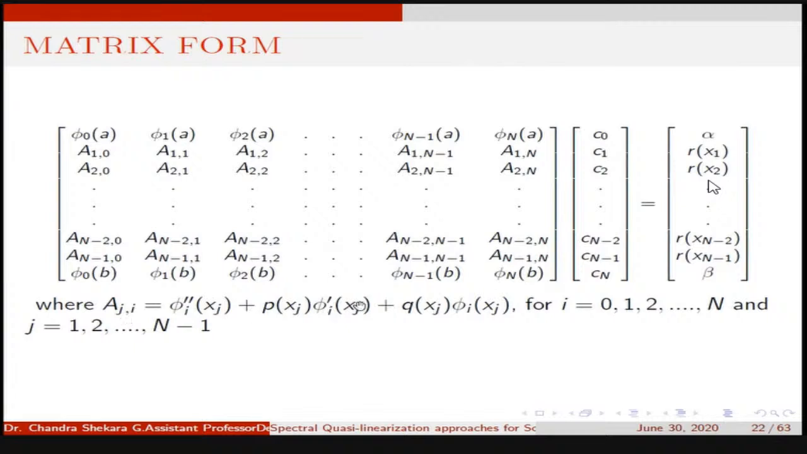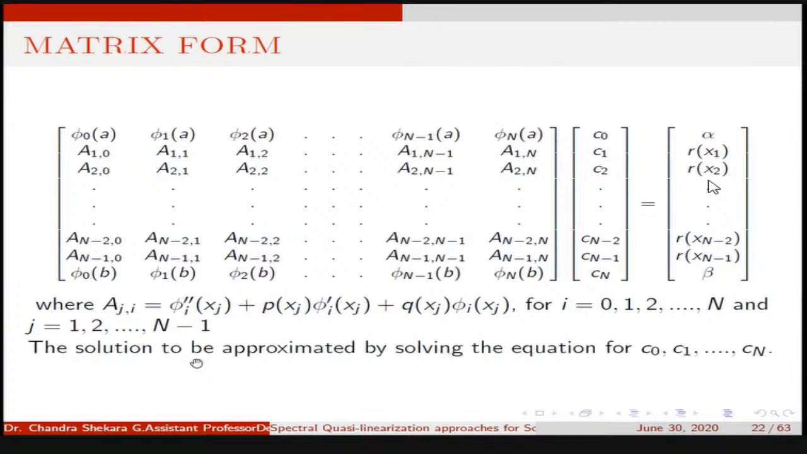Here this matrix is pi i double dash plus p times pi dash plus q times pi, and it is a differentiation matrix. How to get this differentiation matrix is the very important point in the spectral collocation method. Just solving this system of equations for C0, C1 up to Cn, we'll get the required solution. This solution is approximated by solving the system and substituting back the constant values in the capital U of x. This is the overall method of how to use the spectral collocation method to solve any differential equation. But one must remember, this method is applicable only for linear differential equations.